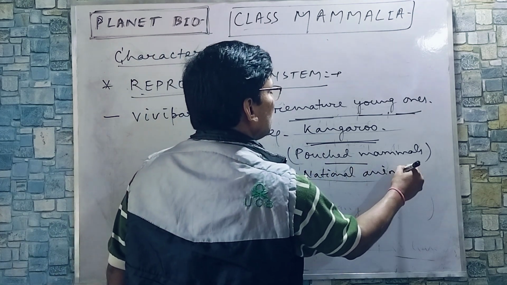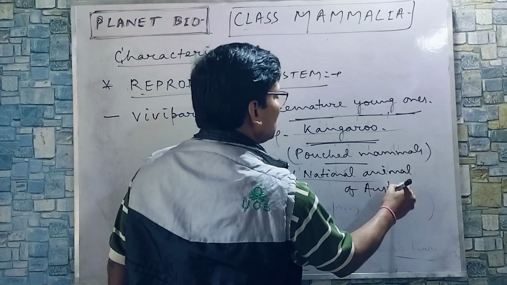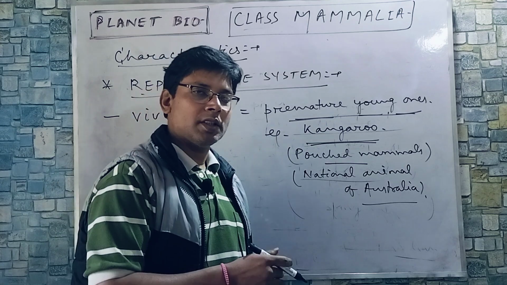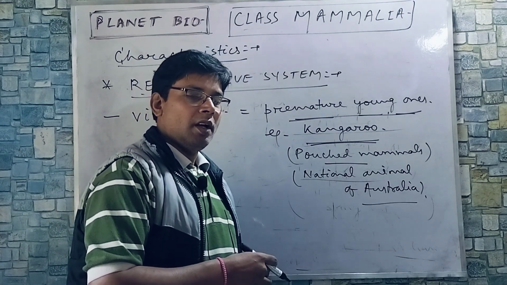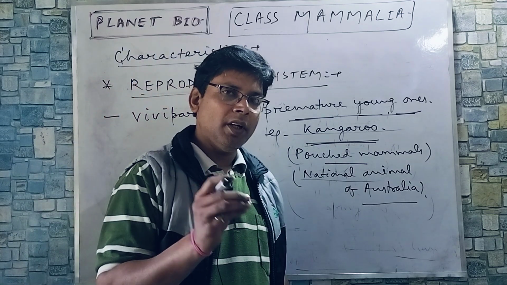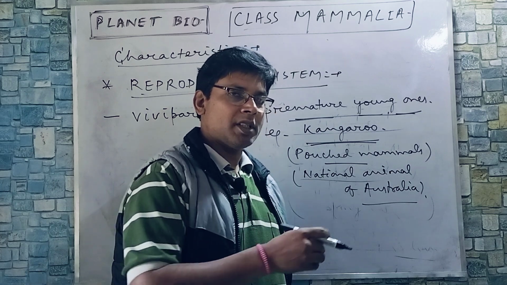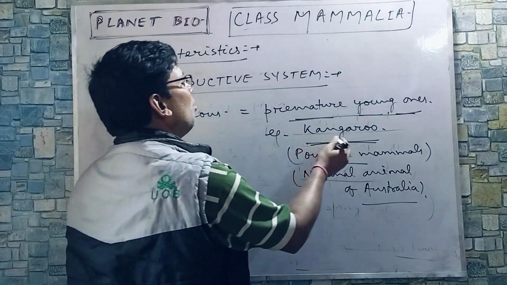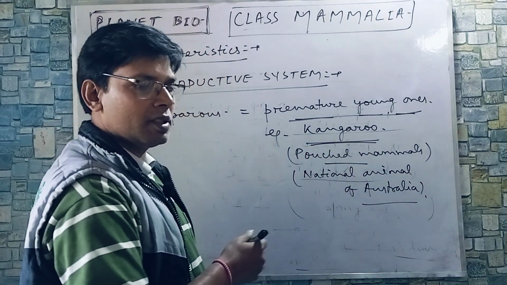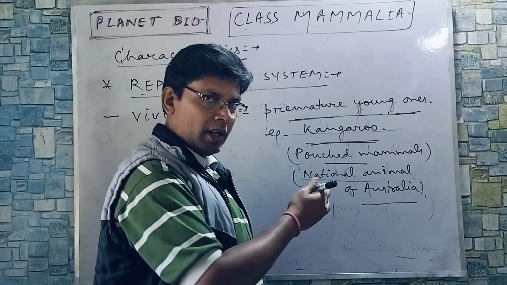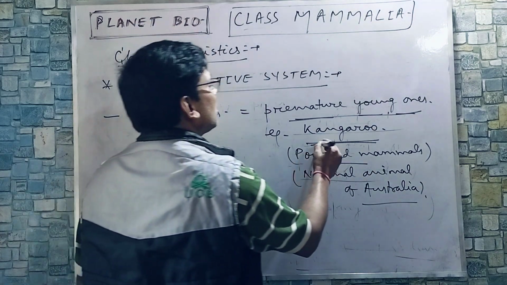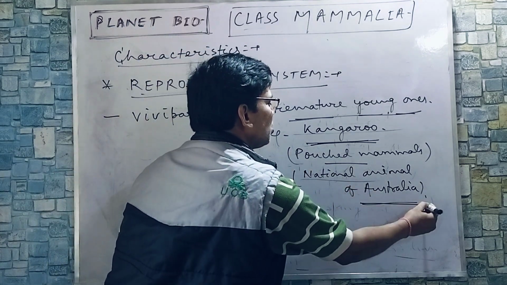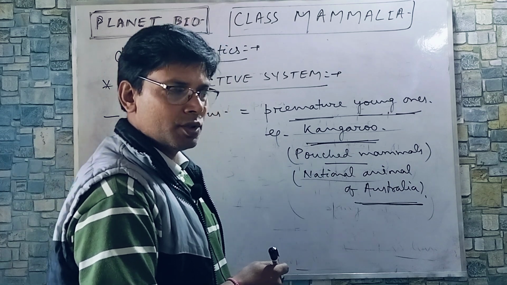Kangaroo is the national animal of Australia. As I discussed earlier, Ornithorhynchus and Tachyglossus are prototherians, and they are said to be the connecting link between reptiles and mammals, as they are oviparous with large yolky eggs. Prototherians, meaning Ornithorhynchus and echidna, plus kangaroo and Didelphys, all belong to Australia. They are restricted to these areas so far as geographical distribution is concerned.